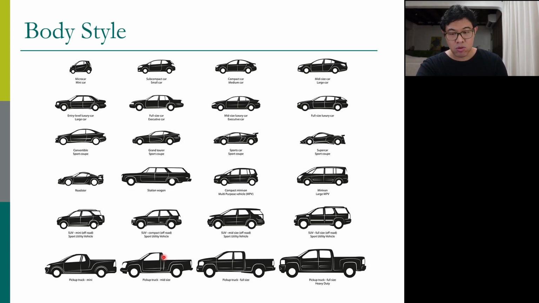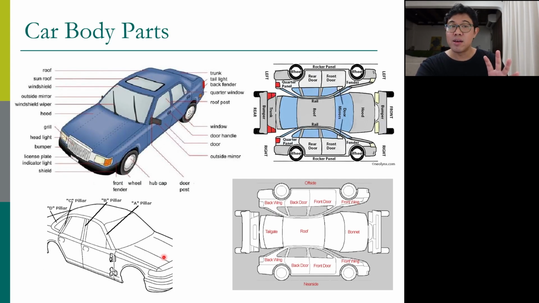Now the body also has small components. I mean, the body can be separated into small parts. These are the names of different parts of the body. Of course, you have the roof for the passenger compartment. You have doors to get in and get out of the car. You have the front hood to cover the engine compartment. Under there is the engine compartment.